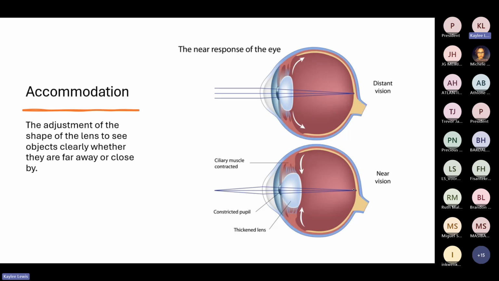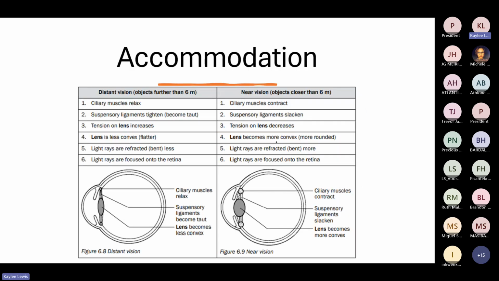Right, so how do we bring about these changes? Again, this is from Mind the Gap, so just learn it as is. So if we are viewing objects further than 6 meters, that's far away. Like I said to you, the goal is to get our lens less biconvex. So how does that happen?